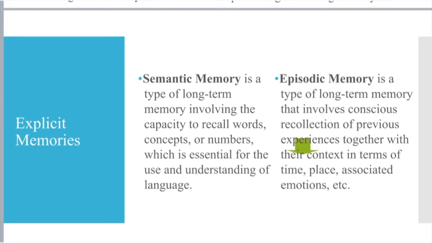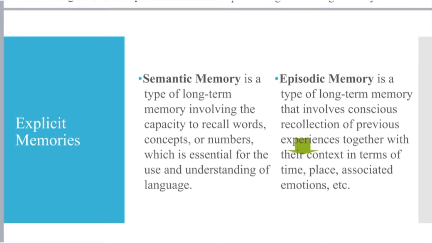So when we talk about explicit memories, there are two kinds of categories. You have semantic and you have episodic. Semantic, I've used that word a few times now. Semantic is defined by associating meaning, right? So semantic memory is a long-term memory involving the capacity to recall words, concepts, or numbers, which is essential for the use and understanding of language, right? We know that if we're able to put together meaning behind the letters that we are seeing in the words and how they're associated with one another, we're more likely to remember that long term, and we need that understanding in order to produce language.